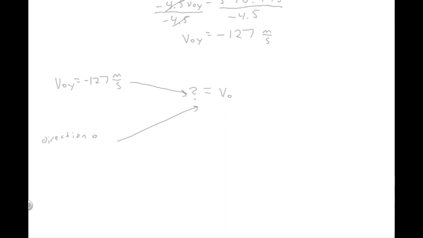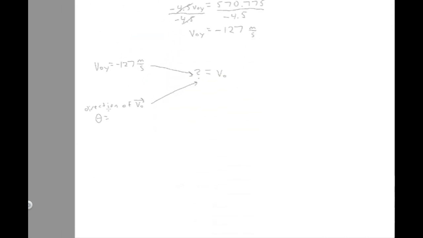the direction of V naught. We know the direction of the V naught vector. That can be represented by an angle of 32 degrees below the horizontal. And it turns out this is enough information to figure out V naught. It turns out this will be enough information to figure out the magnitude of V naught.